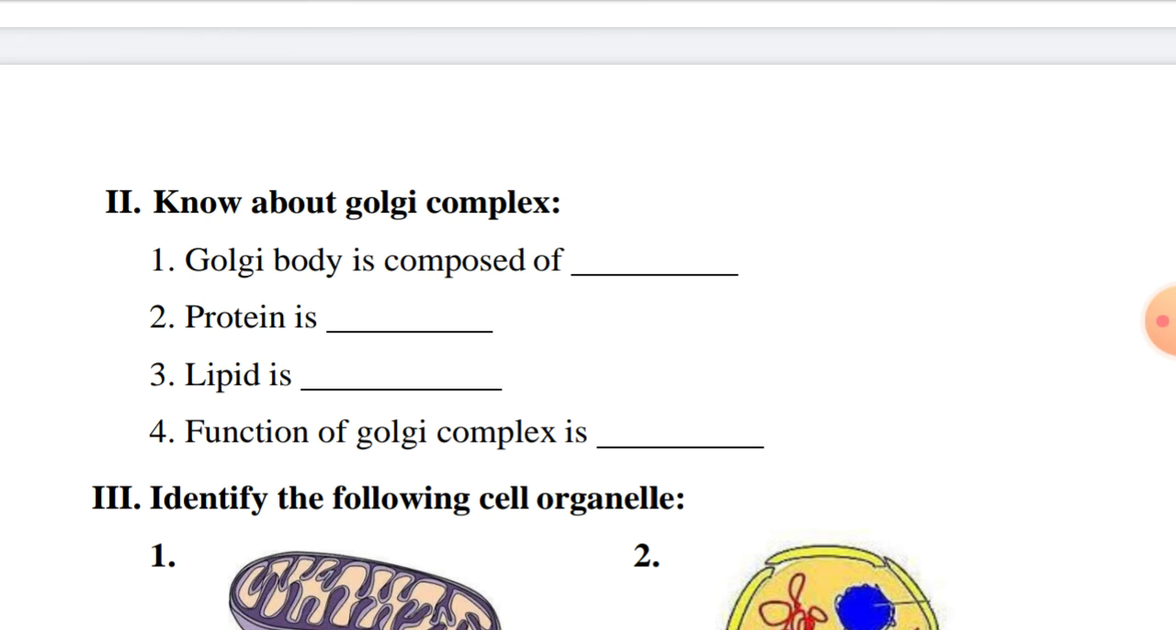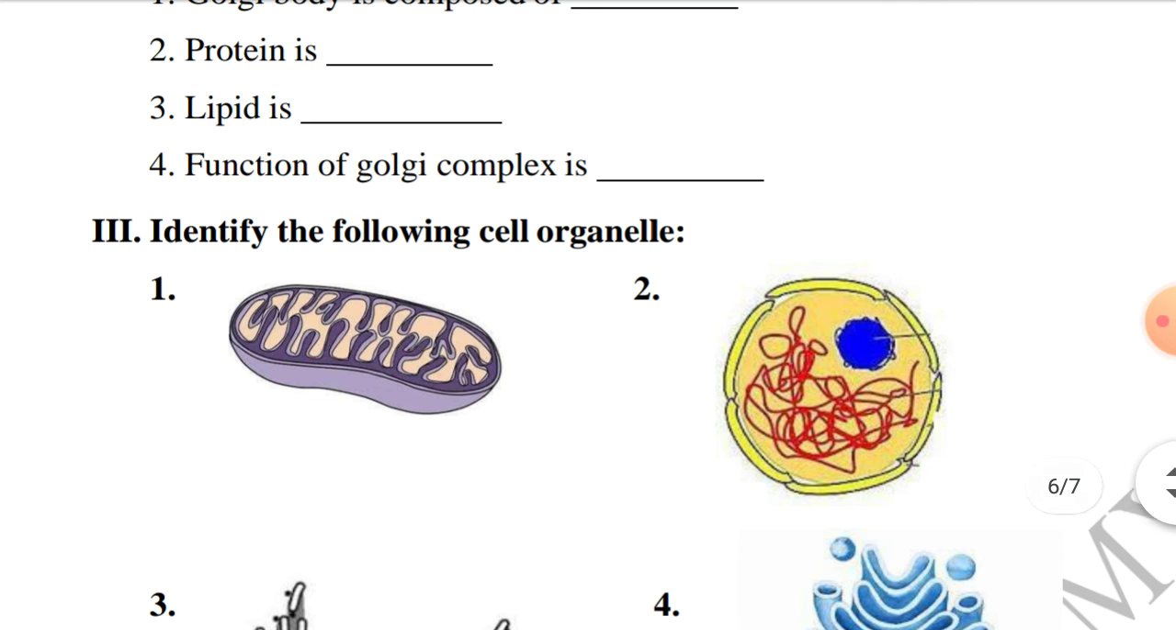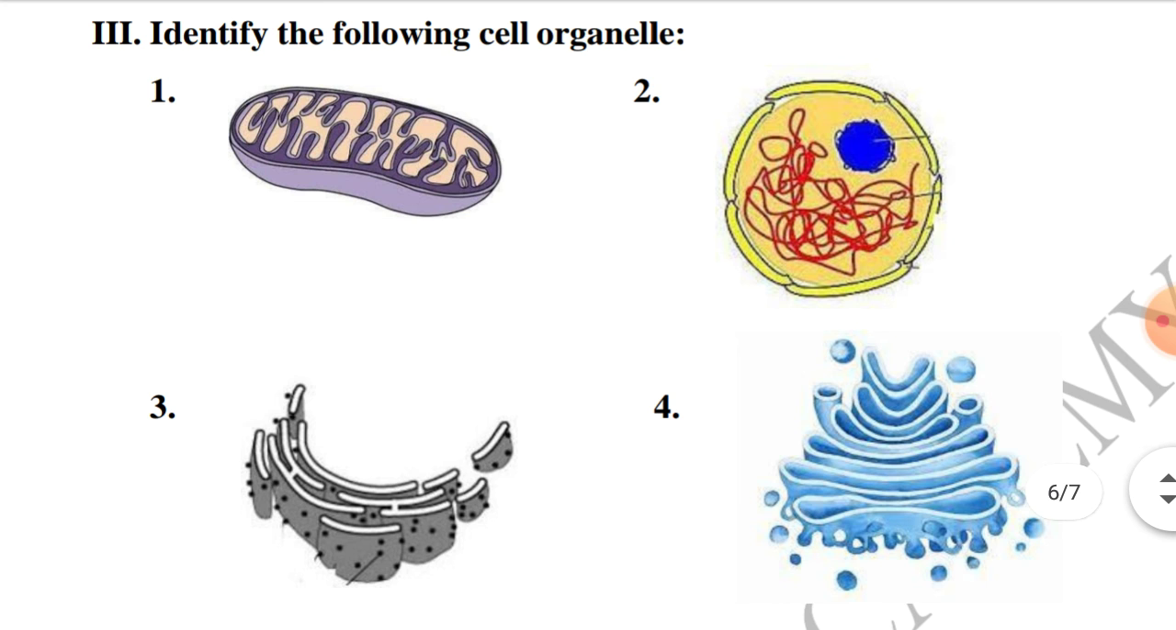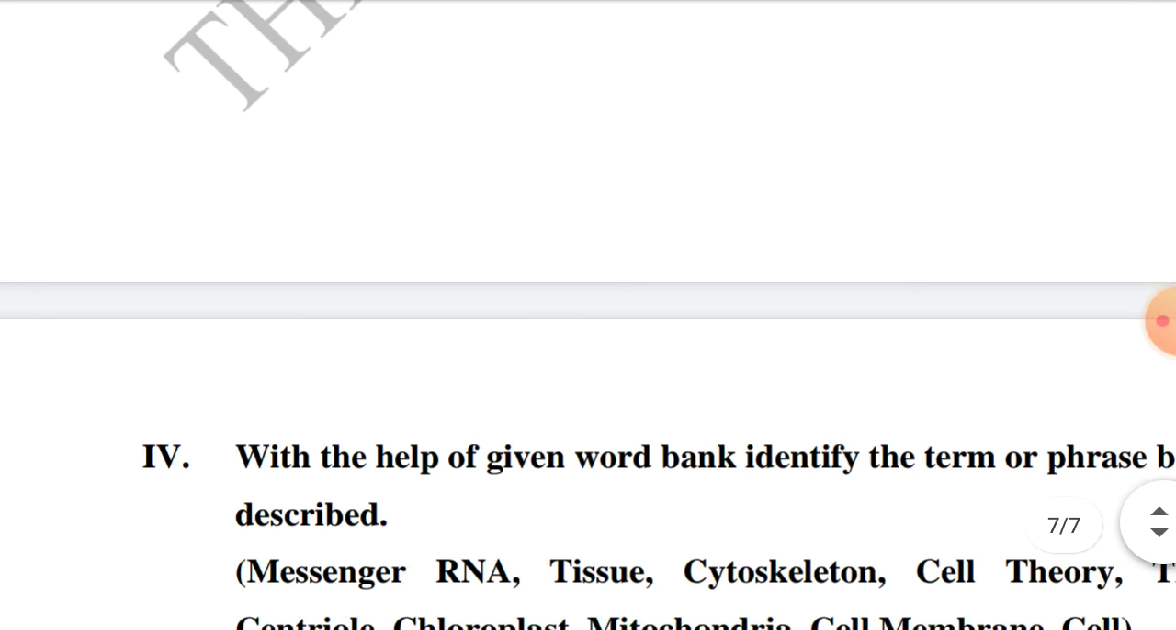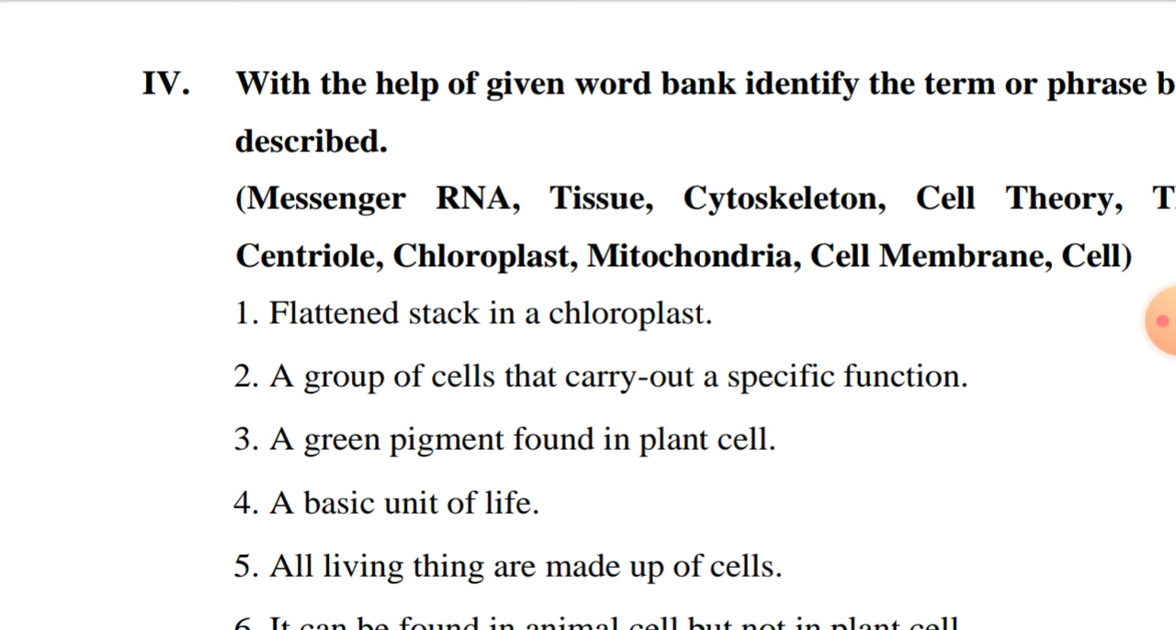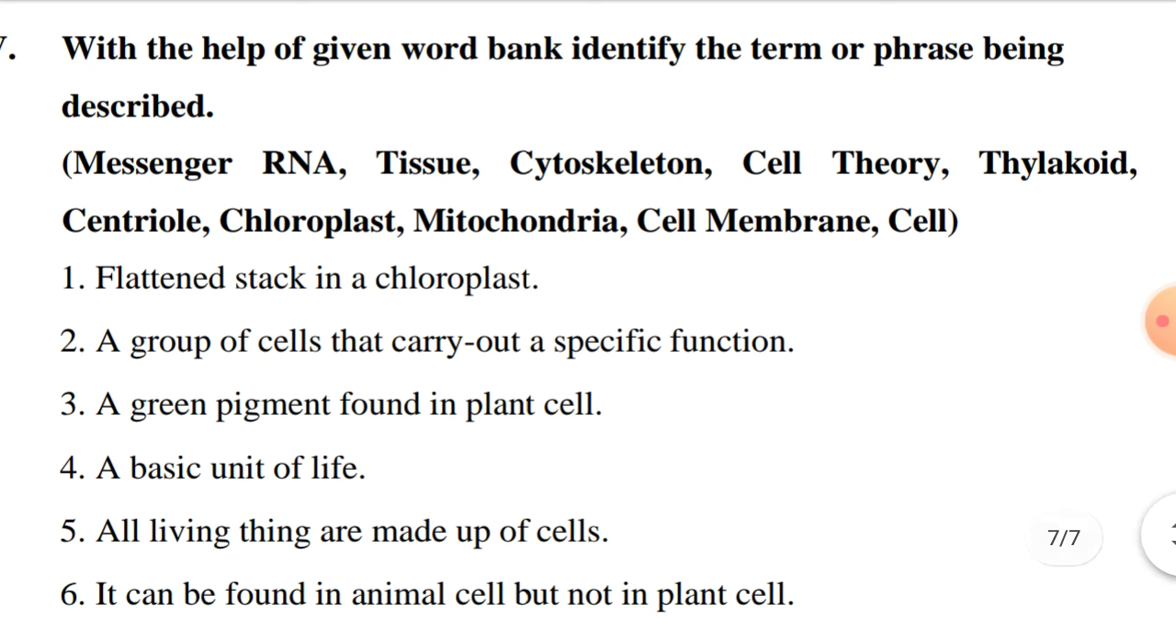Everything is the same. It is composed of protein, what is that percentage, and lipid, and you have to write the function of Golgi complex. And here I have given: identify the cell organelle. These are the pictures of cell organelles. You have to find out what cell organelle is in this picture. And with the help of the given word bank, identify the term or phrase being described. Read the question well, and I have given you options also. You have to find out the apt answer.